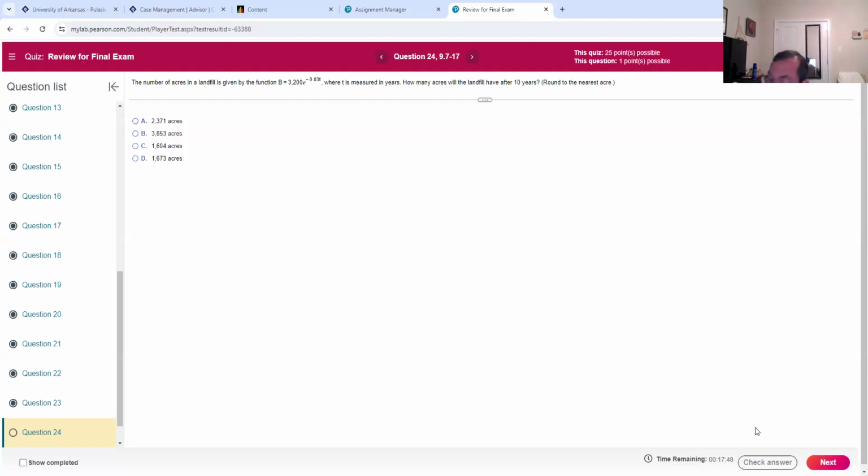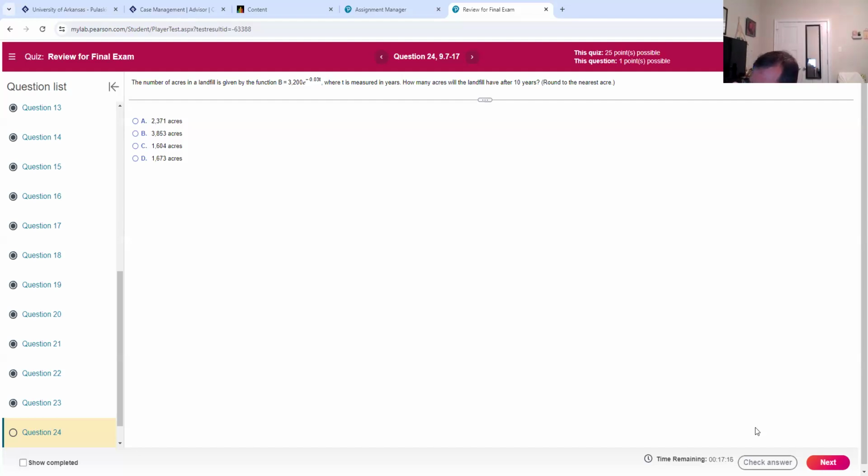Oh, y'all, this would have been from 9/7. 3,200 e to the negative 0.03 t. So this is the landfill problem we had in our homework. Since that's a negative 0.03 t, that means it's a decay type problem, which means the landfill is going to have less acreage over time, okay?